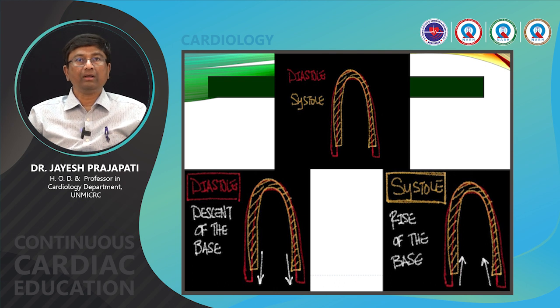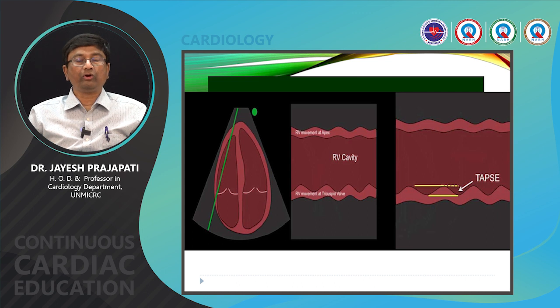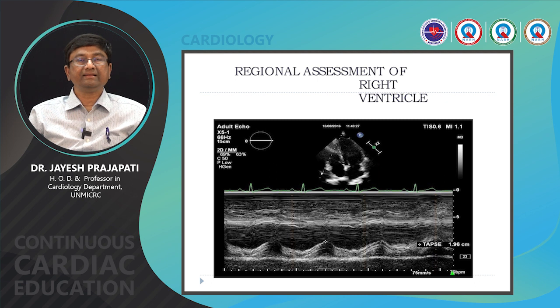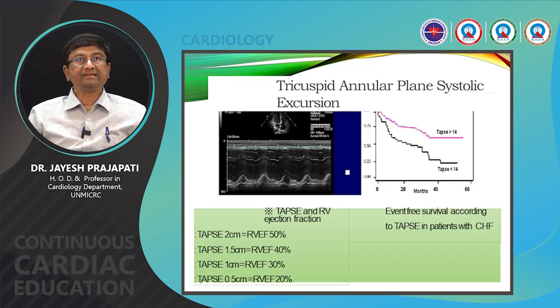So this is how the RV moves. How can we measure TAPSE? We put the cursor at the tricuspid annular level, on the lateral wall of the RV cavity, in M mode, and the distance between the two lines that we measure is the TAPSE. This is a very easy method. Here the TAPSE measures 19.6, which is considered normal. So this is how we can measure TAPSE.